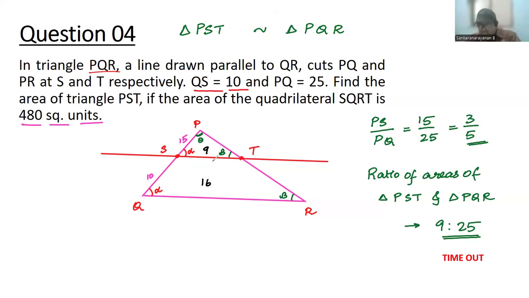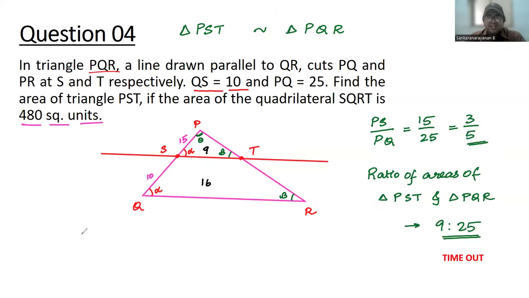PST is to PQR as 9 is to 25. So if PST is 9, then SQRT should be coming proportionately as 16. Just need to put it in that way. Now, the answer is as such ready.